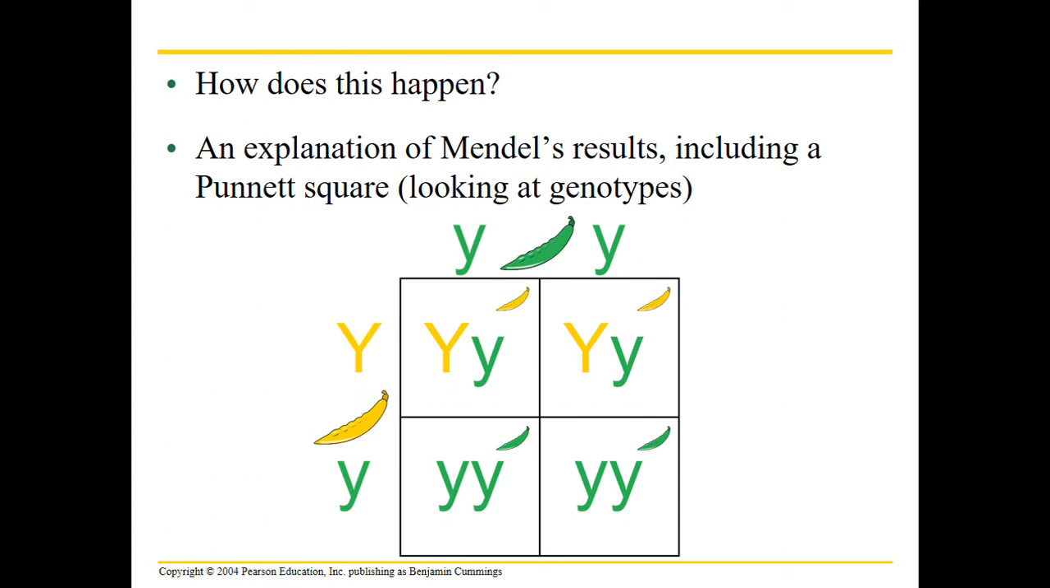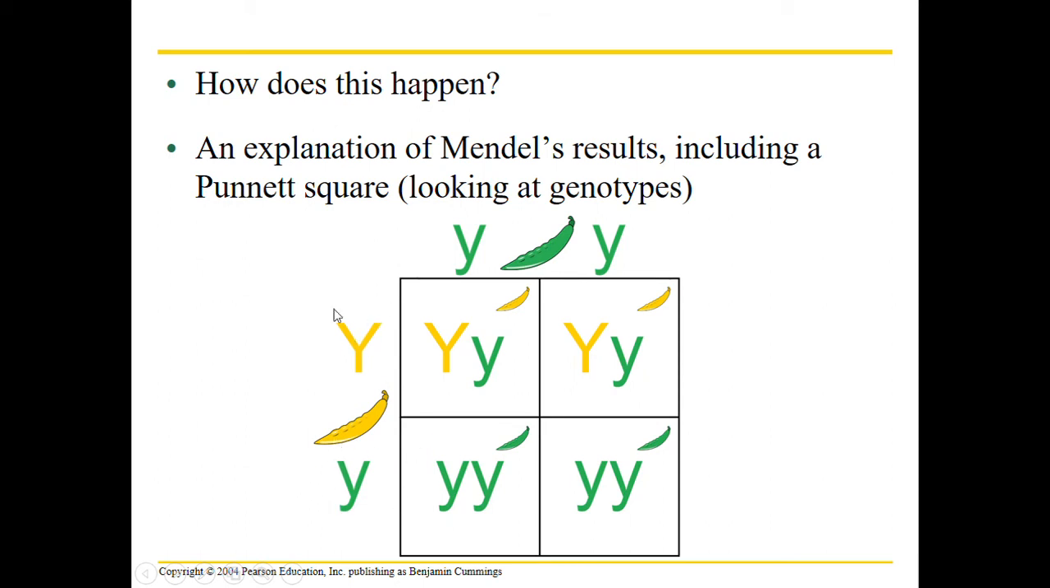What we do for each trait is we give it a letter. Here it looks like we're doing pod color, and we chose the letter Y. If the letter is capital, that means it's dominant, and lowercase means it's recessive. So if we have a big Y and a little y, you'll see the dominant trait prevail, which is the big Y. The big Y here stands for yellow, and the little y stands for green.